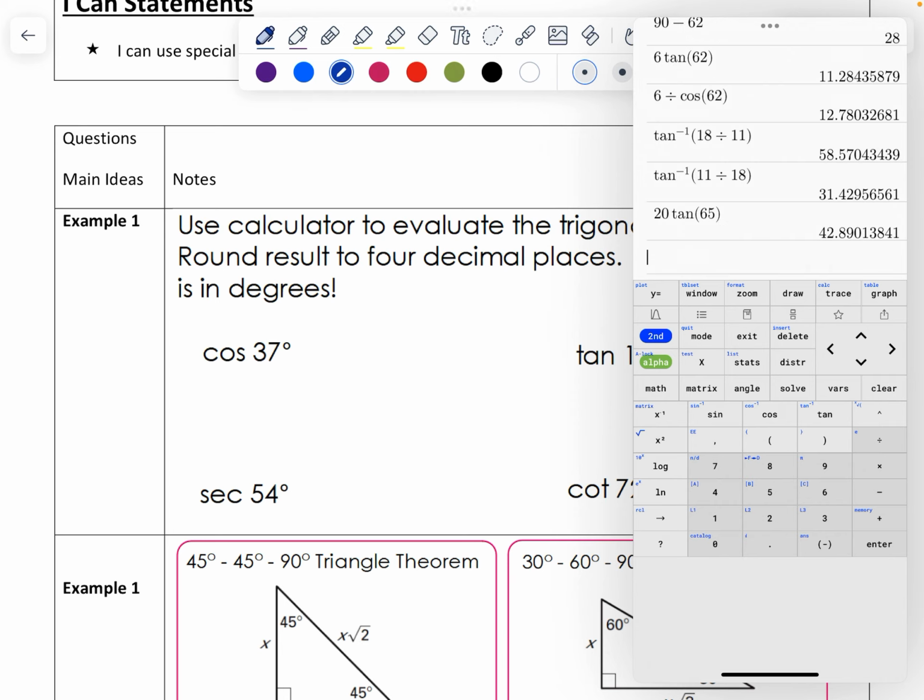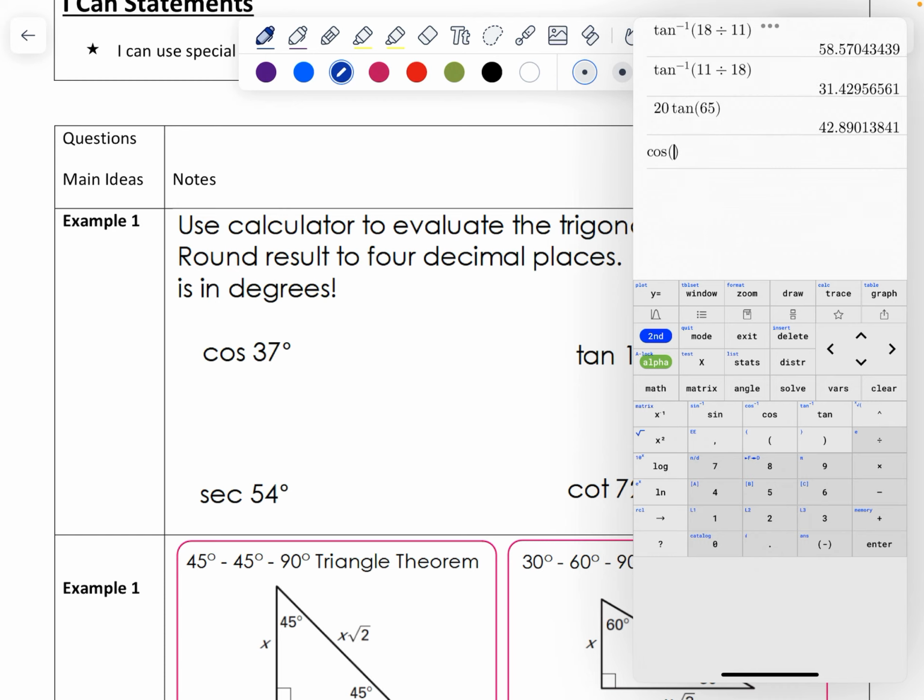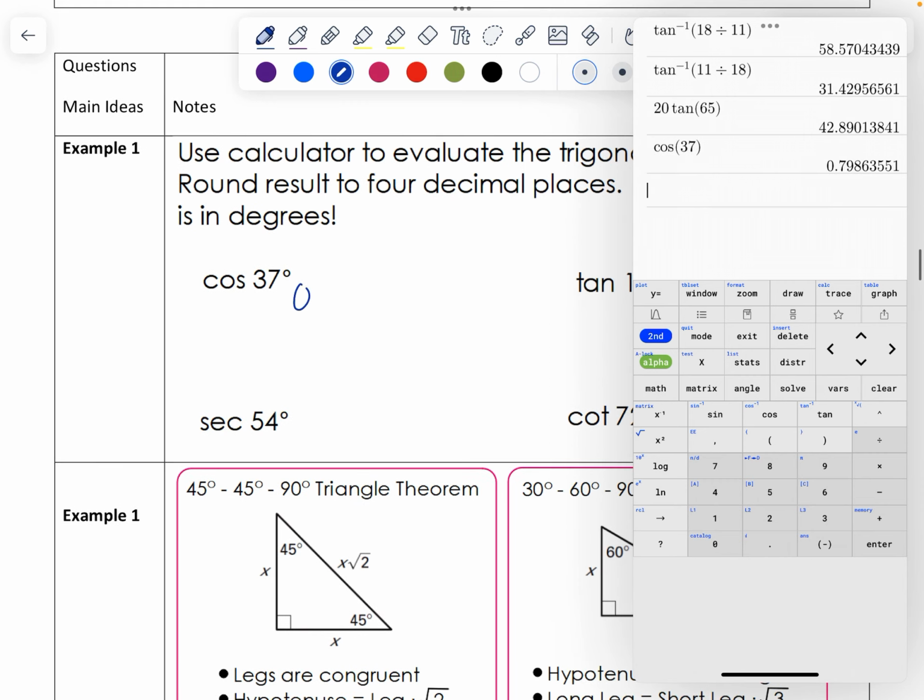Now, most calculators only have the 3 main trig functions: sine, cosine, and tangent. So if you want to find the cosine of 37 degrees, you just type in cosine of 37 degrees, which is 0.7986. We're going to go to 4 decimal places. However, you'll notice my calculator does not have a secant button. Some calculators do, the majority do not.